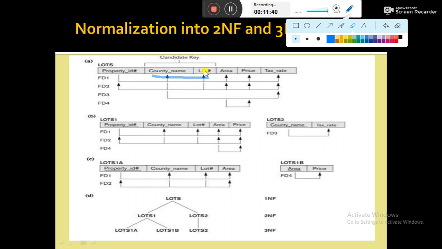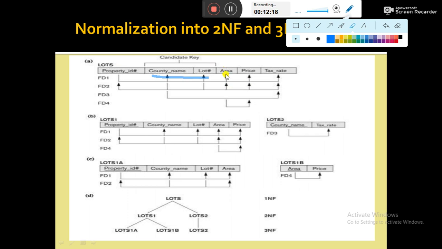We can also infer from this candidate key that the lot number is not unique across the counties, but lot number is unique only within the county. Again, I am repeating, lot number is not unique across counties, but is unique only within each county, whereas property ID is unique across the counties. I am giving an example, a set of data.